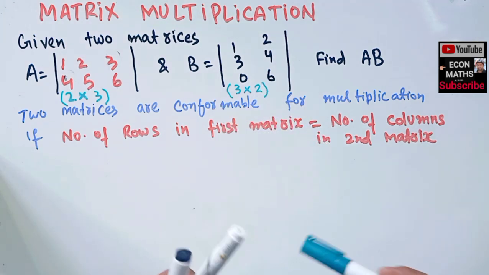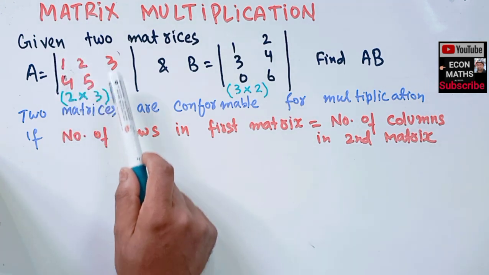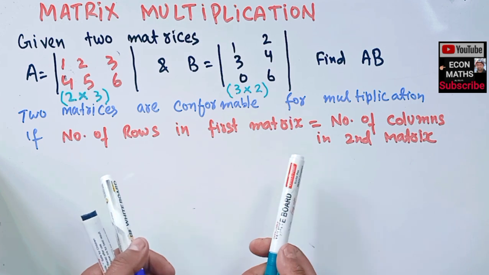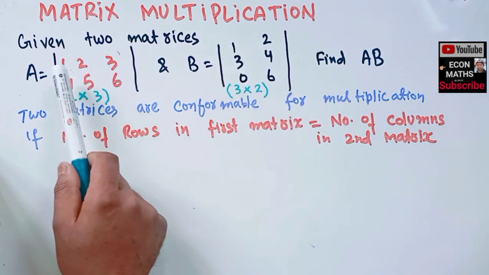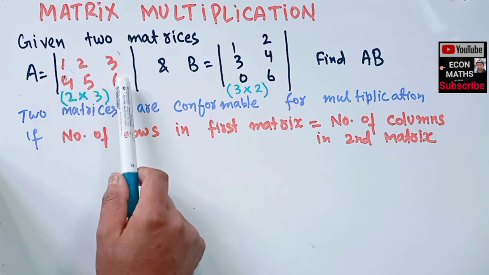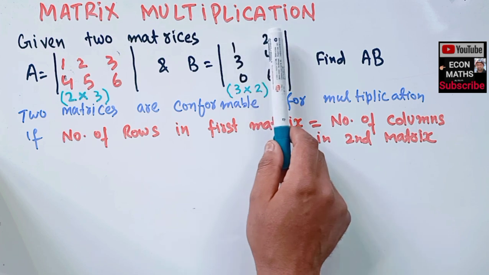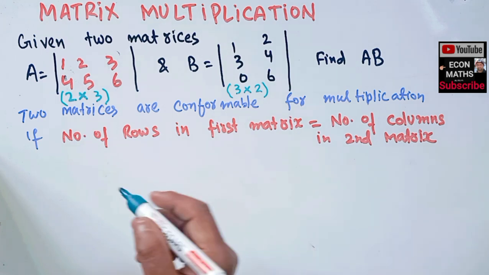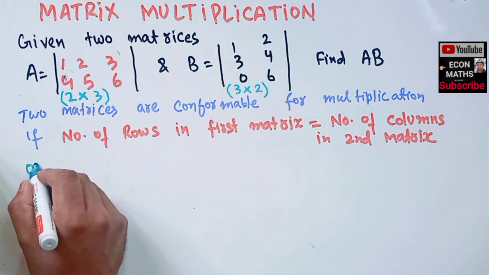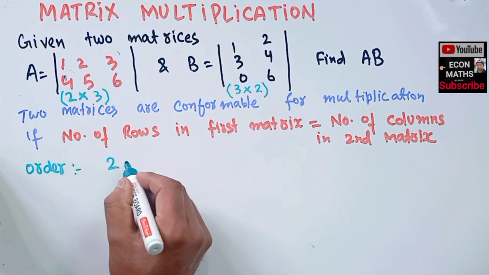So two matrices can be multiplied only when the number of columns in the first matrix is equal to the number of rows in the second matrix. Here you can see the number of columns in the first matrix is 3 and the number of rows in the second matrix is 3. So we can say we can multiply these two matrices. And what will be the order of the new matrix?